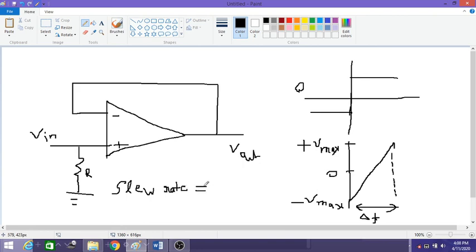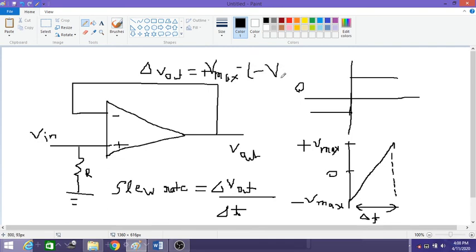The slew rate is defined as the ratio delta V out by delta T. Here delta V out is equal to plus V max minus of minus V max. This is our delta V out, and delta T is the time it takes for the slope to reach from minus V max to plus V max or vice versa. Okay, so this is about the slew rate.